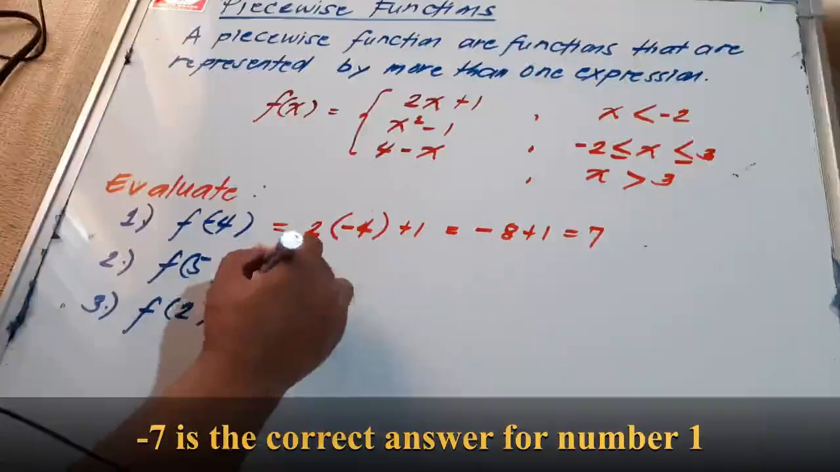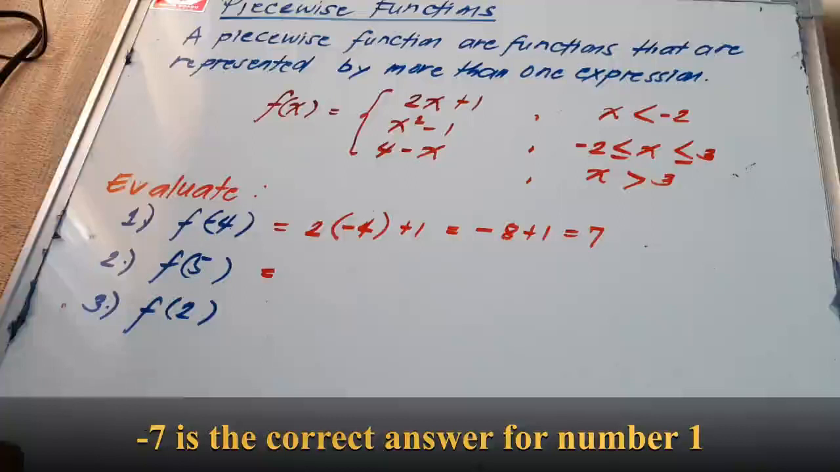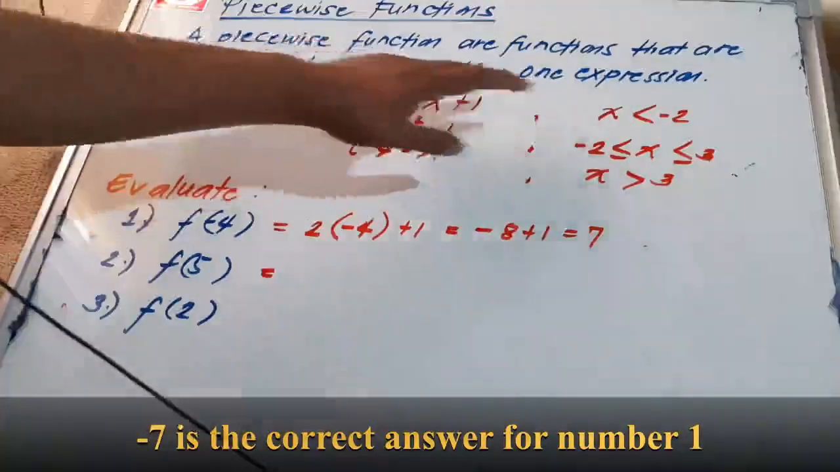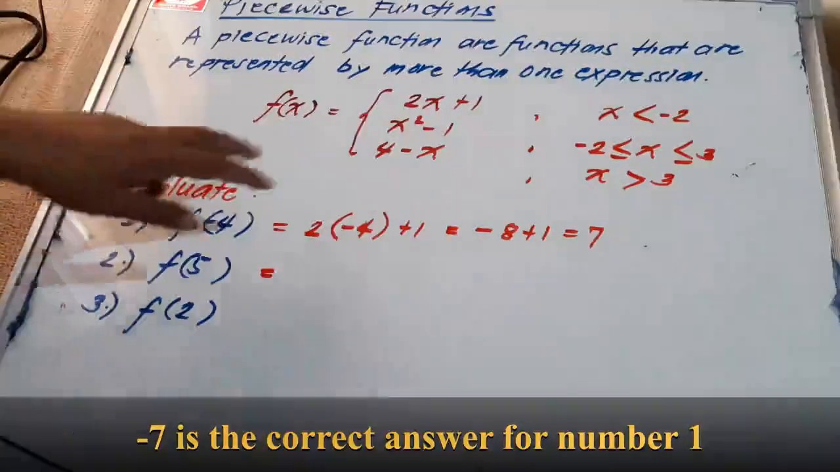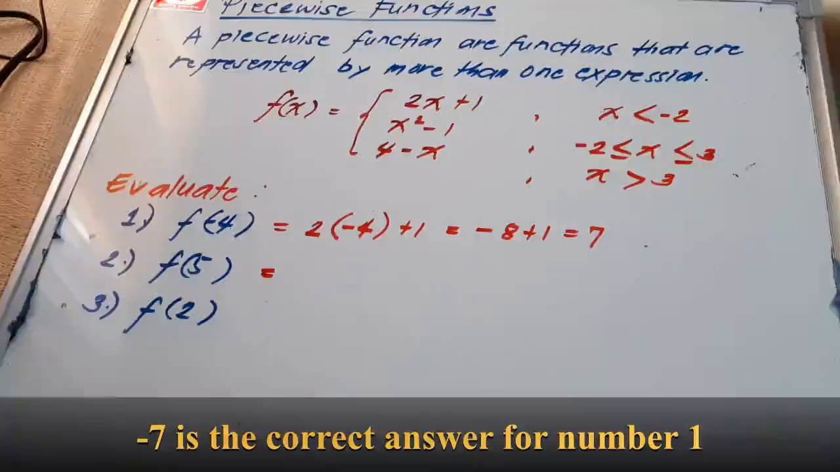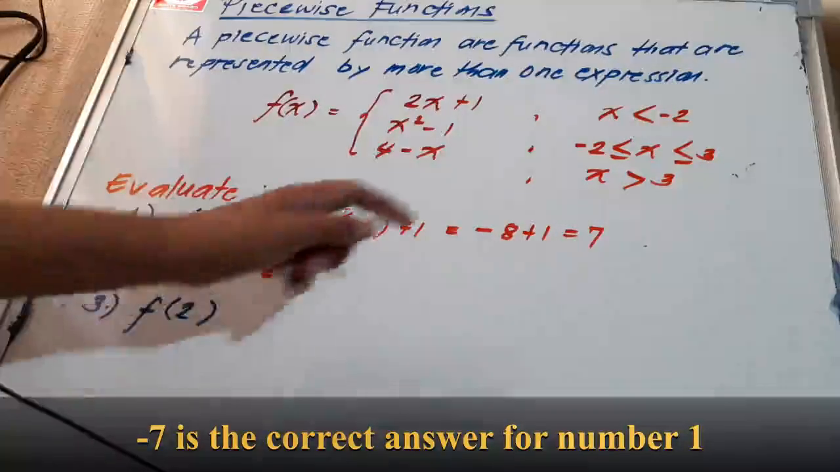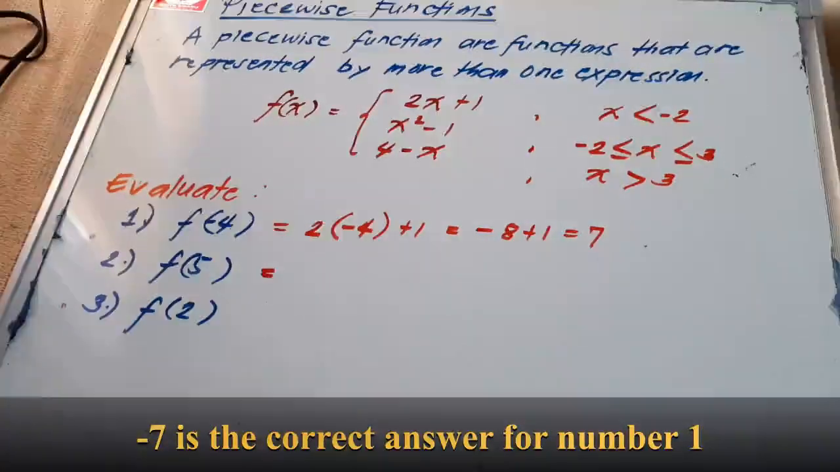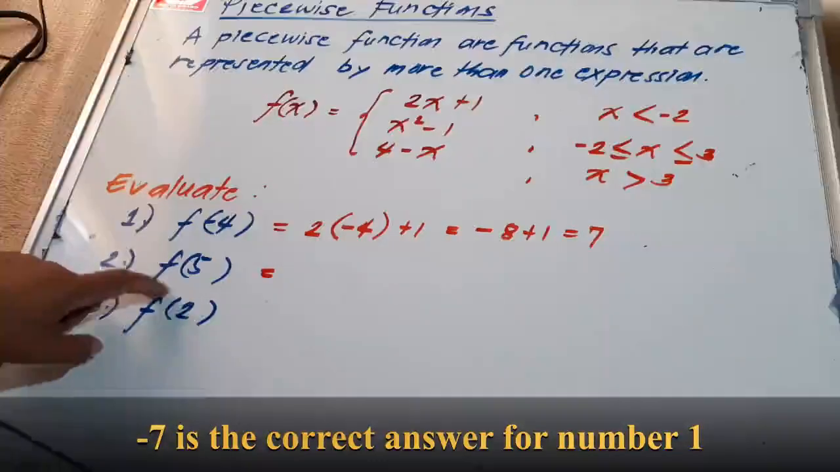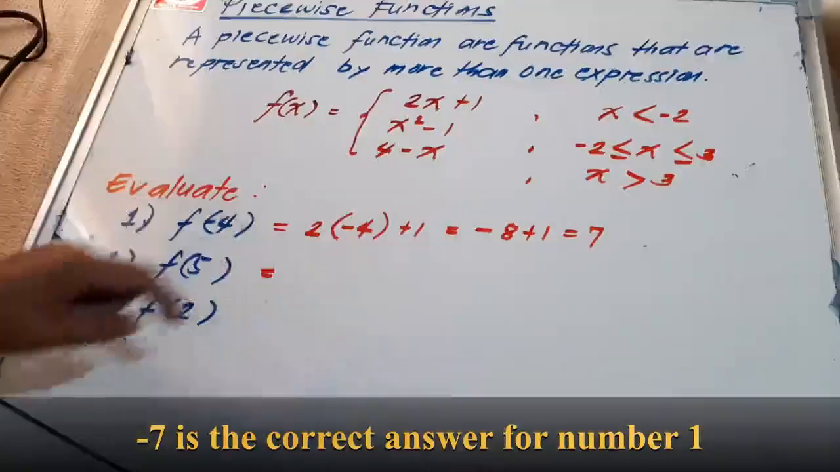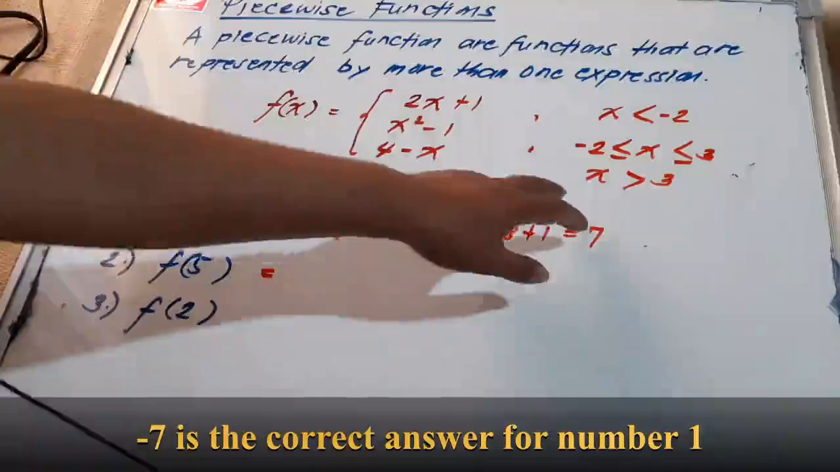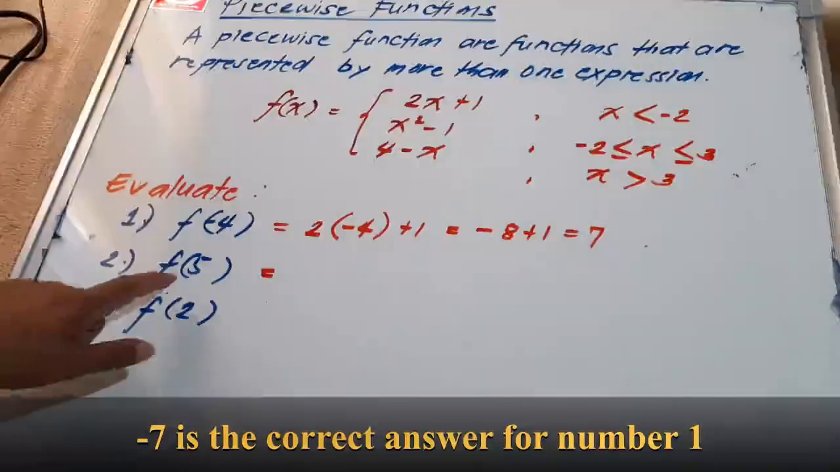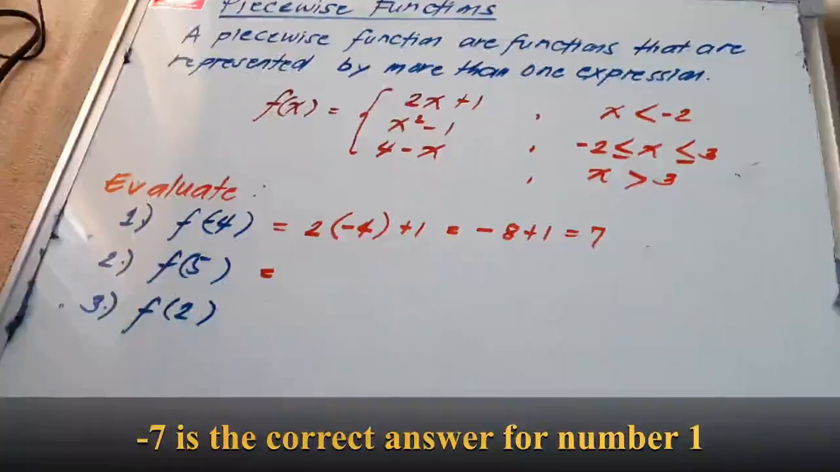For the second example, we have f of 5. So, hindi pwede yon dito sa first expression kasi ang values of x supposedly for the first expression should be less than negative 2. At hindi rin pwede dun sa second expression dahil ang values of x na pwede lang sa kanya is between negative 2 to positive 3. Therefore, we're going to evaluate f of 5 using the third expression of our piecewise function. Because the condition is greater than 3 and 5 is greater than 3.